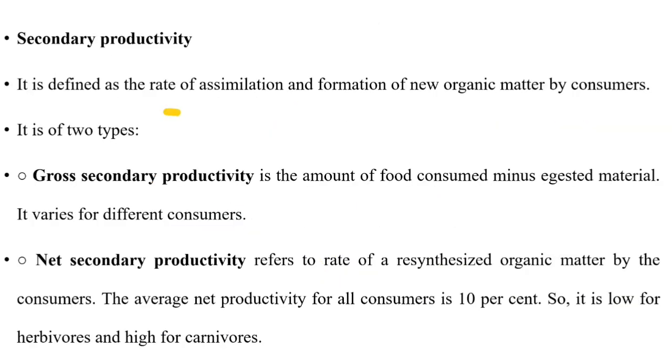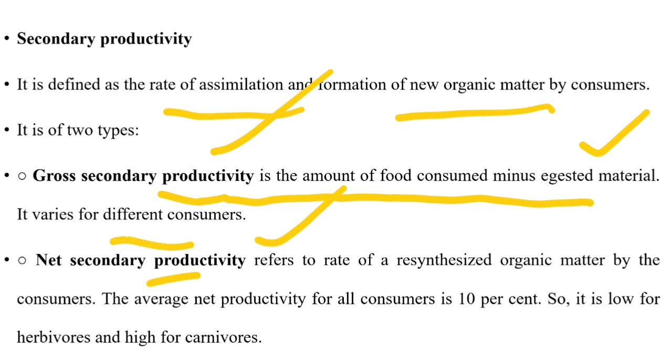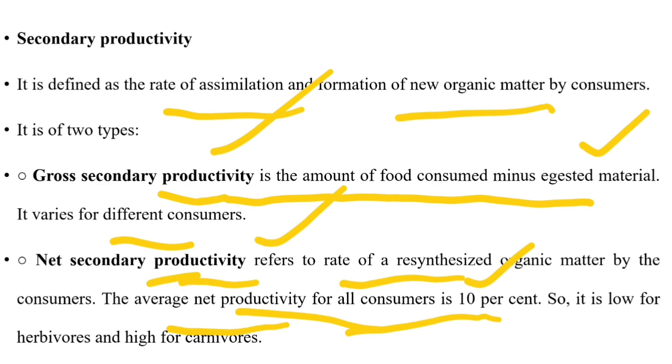Then secondary productivity is defined as the rate of formation of new organic matter in the body of the consumer. It is also of two types. One is gross secondary productivity, one is net secondary productivity. Gross secondary productivity is the amount of food consumed minus ingested material. That means consumed by the consumer minus the ingested material that is released. It varies for different consumers. Then net secondary productivity is the rate of resynthesized organic matter by the consumer. The average net productivity of all consumers is 10%. So it is low for herbivores and high for carnivores.